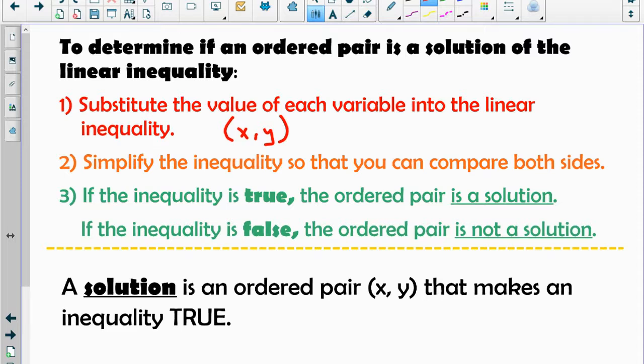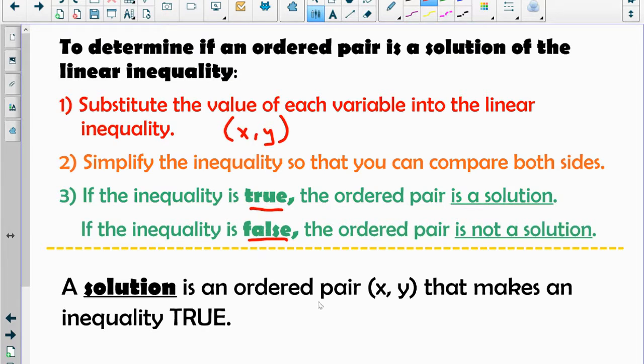Step two, we want to figure out what each side equals. So we simplify the inequality so that we can do a comparison of both sides. And in step three, we have to interpret what we see with the inequality. If the inequality is true, then the ordered pair is a solution. If the inequality is false, then the ordered pair is not a solution. So how do we determine if an ordered pair is a solution to the linear inequality? We substitute x and y into the inequality. We simplify so that we can compare both sides. And then we check to see if it's a true or false inequality.